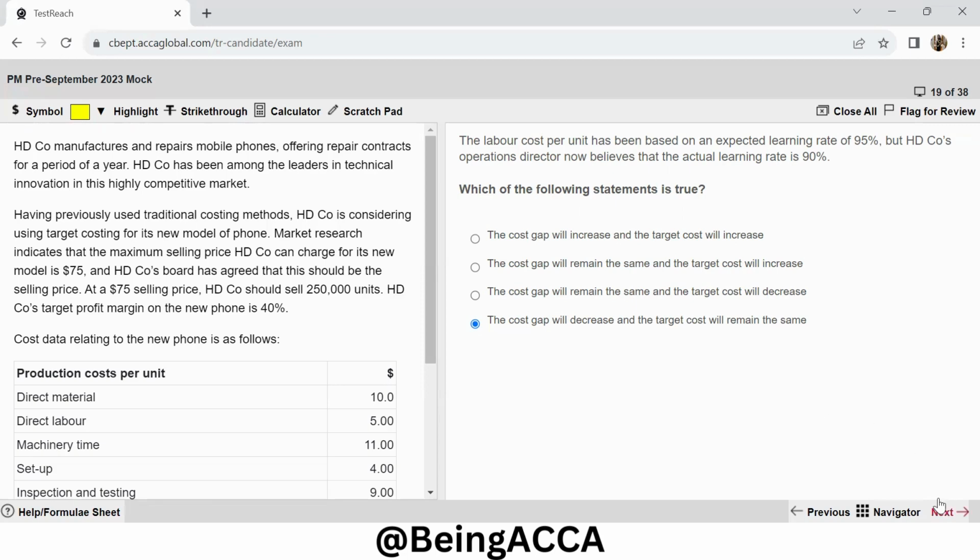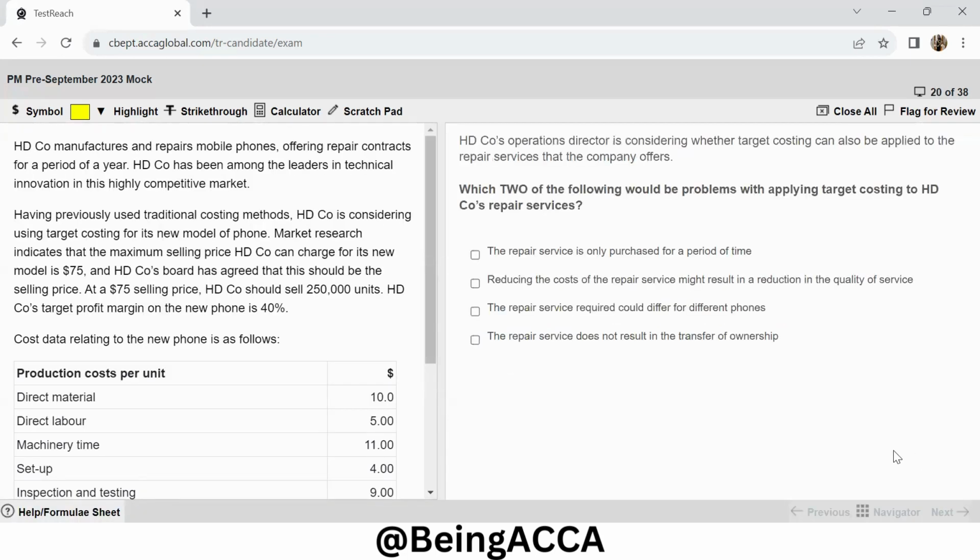Now, coming to the last question that relates to this particular HD company. HD Company's operations director is considering whether target costing can also be applied to the repair services that the company offers. Which two of the following would be the problems with applying target costing to HD Company's repair services? Okay, so now we are looking at services and we want to adapt target costing to this. So let's read the options.